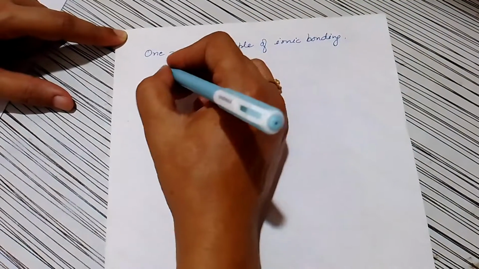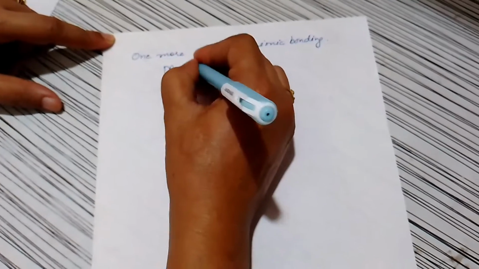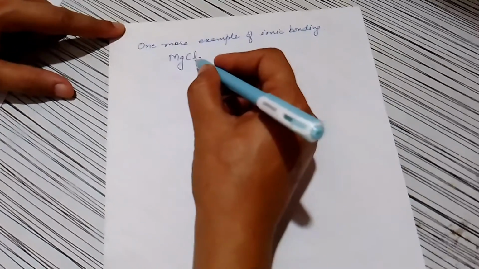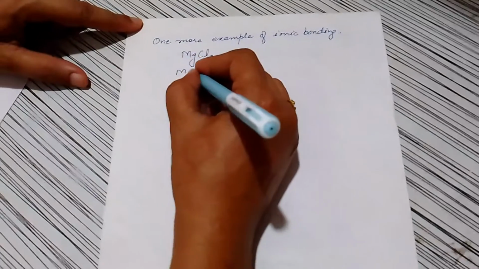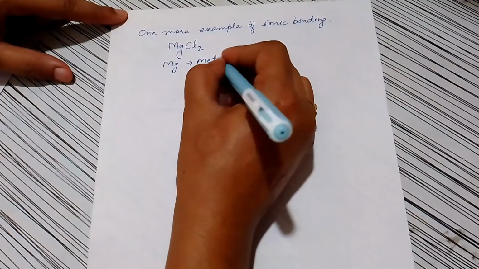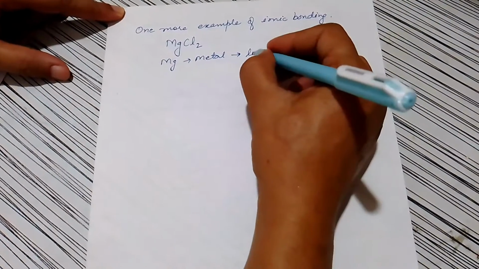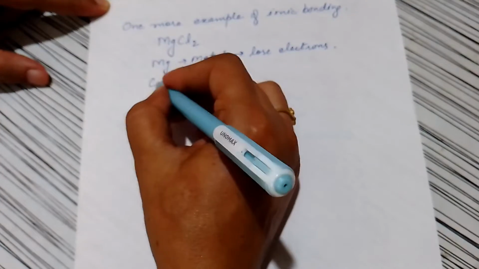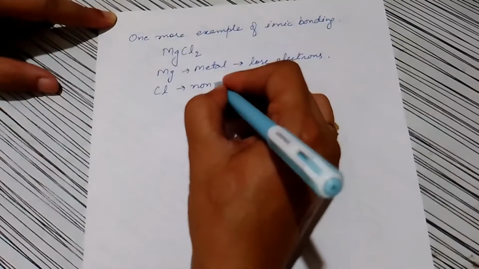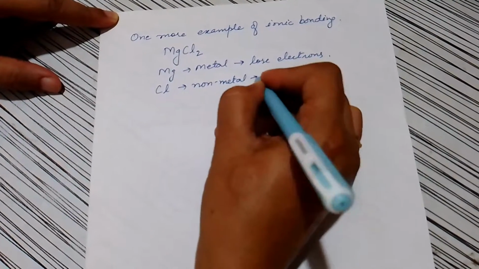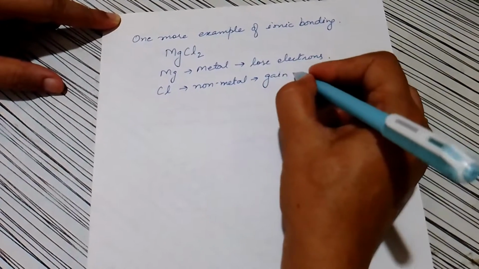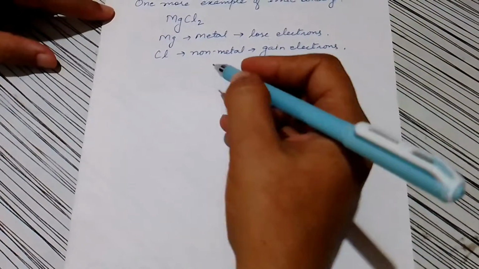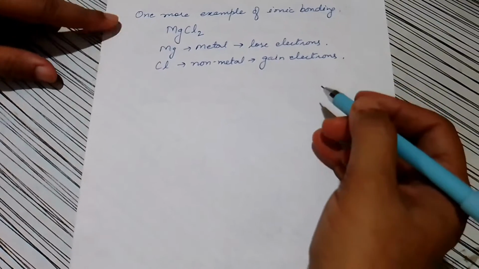I will take magnesium chloride. Here we have two elements, magnesium and chlorine. Magnesium is a metal. Metals lose electrons. Chlorine is a non-metal. Non-metals gain electrons to become stable. They make a compound to become stable, a stable molecule.